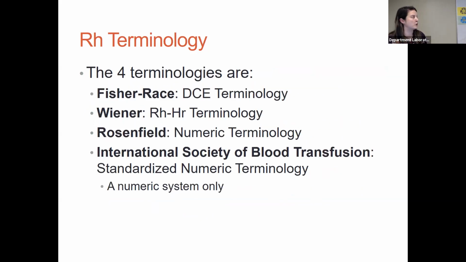Here are the four terminologies. Fisher-Race uses the DCE terminology. Your Wiener nomenclature uses the Rh-hr terminology, so we're going to use big R, little r, numbers 1 and 2, and then prime and double prime. We'll get to that in just a minute. Rosenfield was a numeric terminology, and then the International Society of Blood Transfusion decided that there were too many red cell antigens, so they started giving all of them numbers. You don't have to worry about memorizing all those numbers. Your textbook references them a little bit, but it's really how some computer systems program them in for each antigen.